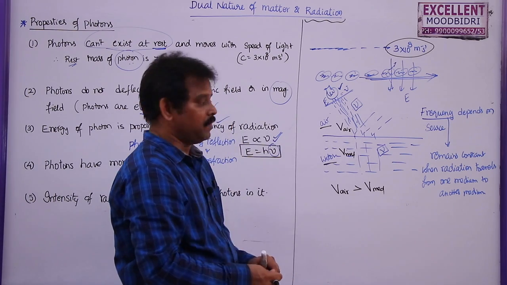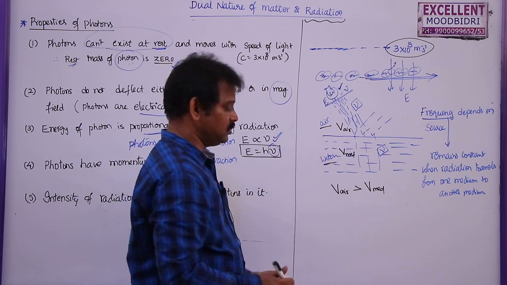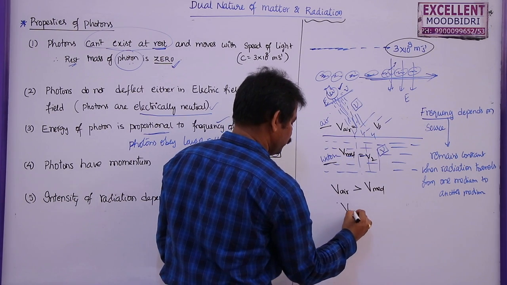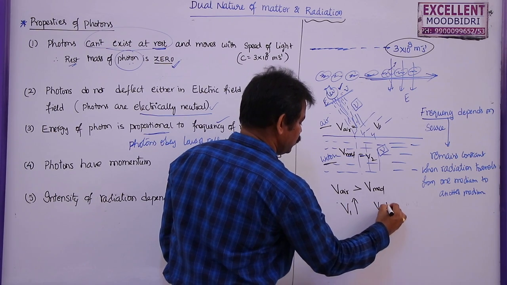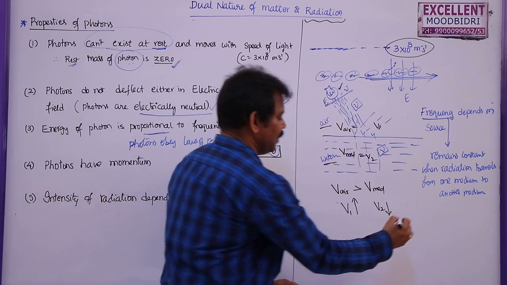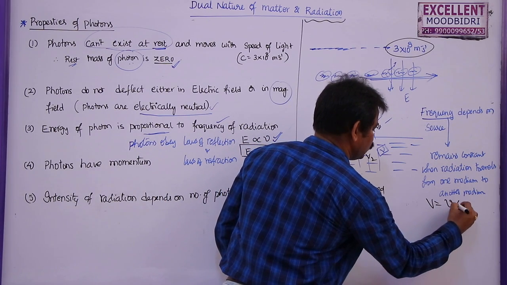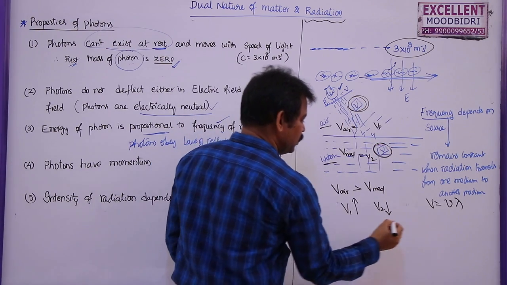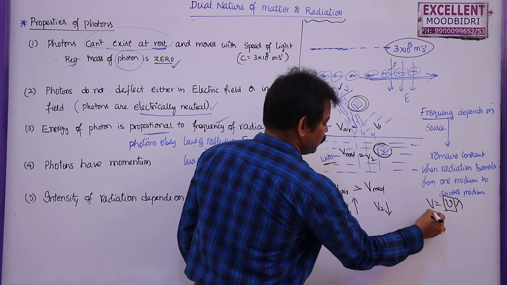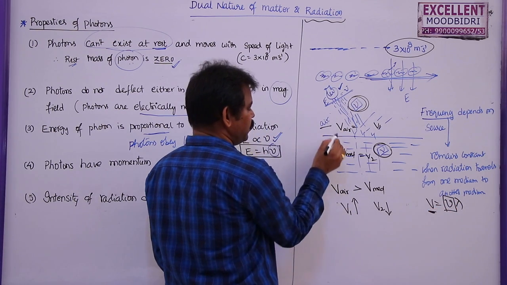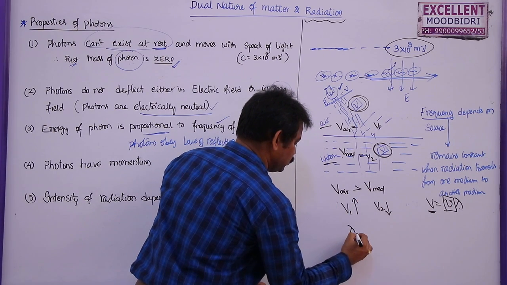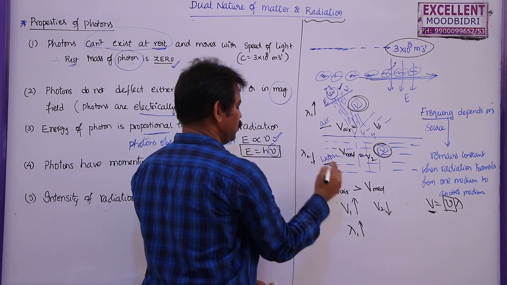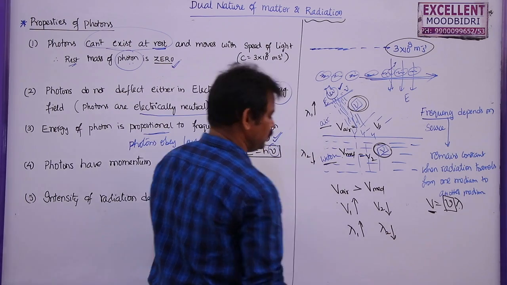So when the radiation travels from a rarer to a denser medium, velocity decreases. Here I will write this as V1 and this as V2. So V1 is more, V2 is less. But we know that velocity is equal to frequency into wavelength. As the frequency is not changing in either medium, this frequency never changes. But velocity decreases when it travels from one medium to another. So we can say that the wavelength of the radiation in the rarer medium is more. Here lambda 1 is more, here lambda 2 is less. So wavelength will decrease in this case.